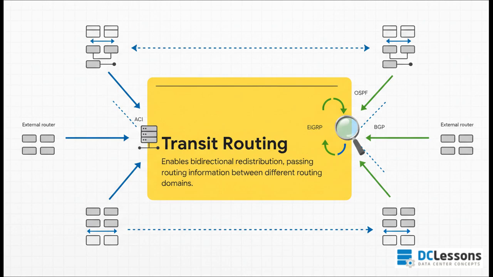That's what we call a stub network. Well, transit routing turns that cul-de-sac into a major four-way intersection. It basically transforms the ACI border leaf into a smart traffic cop, letting routes and actual data flow between totally different networks, making ACI the true hub of your network.